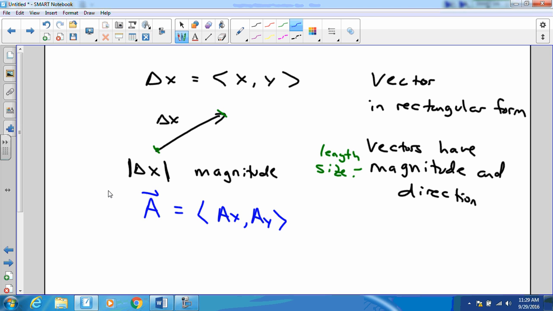Can you repeat what that little half triangle thing is? Not half triangle, but the little... The angle brackets? The half arrow. I call it a vector hat. It just tells you that A is a vector quantity.